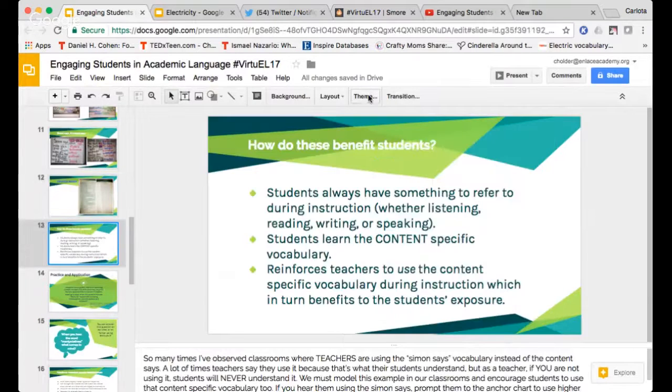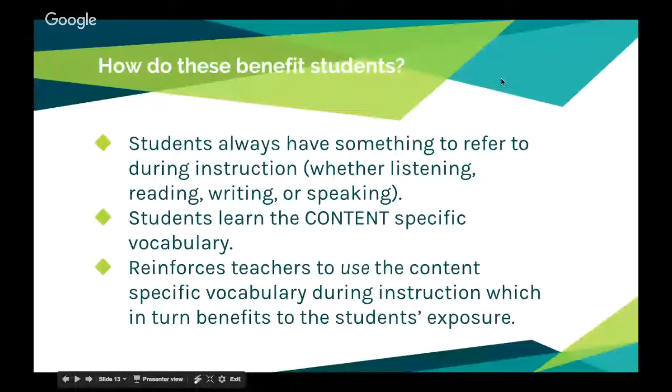Okay. So how do these benefit students? Right? So students always have something to refer to during instruction, whether they're listening, reading, writing, or speaking. Students can learn the content-specific vocabulary. So more of those tier 3 words. It also reinforces teachers to use the content-specific vocabulary during instruction, which in turn, of course, is going to benefit our students.